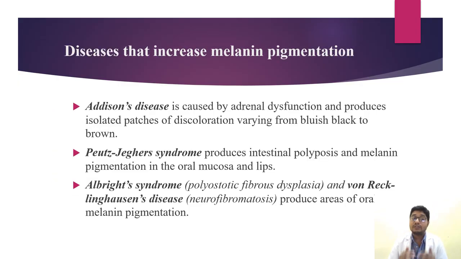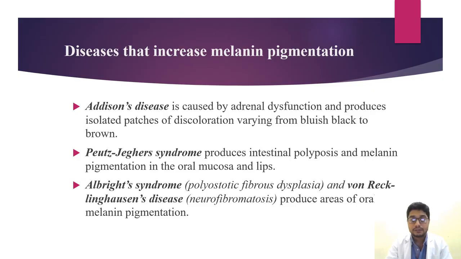The diseases that cause increased melanin pigmentation: first and foremost is Addison's disease. It is an adrenal dysfunction and produces isolated patches of discoloration varying from bluish black to brown. The second is Peutz-Jeghers syndrome. It produces intestinal polyposis and melanin pigmentation in the oral mucosa and lips. Albright syndrome is another condition which causes melanic pigmentation in the gingiva. It is one form of polyostotic fibrous dysplasia. And von Recklinghausen disease, a neurofibromatosis, produces areas of oral melanin pigmentation.